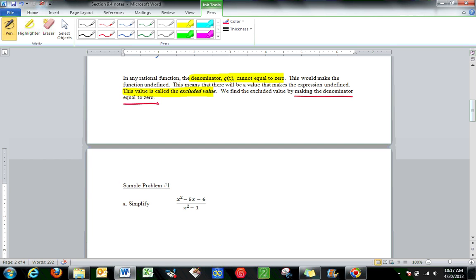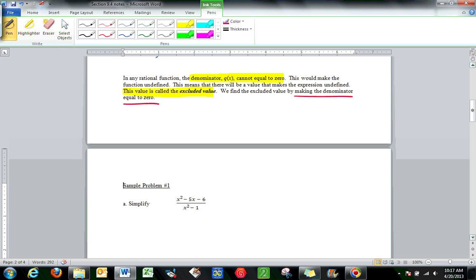So we can have two parts to these problems. We can simplify the rational expressions, and we may also ask you to find what the excluded values are. Now, solving for the excluded value is going to become very important for next school year, whenever you start to solve and graph rational equations and graphing the rational function. So very important that you understand the concept of an excluded value.